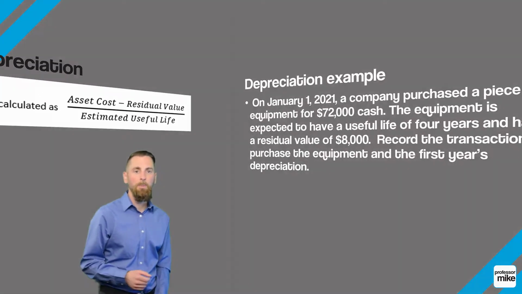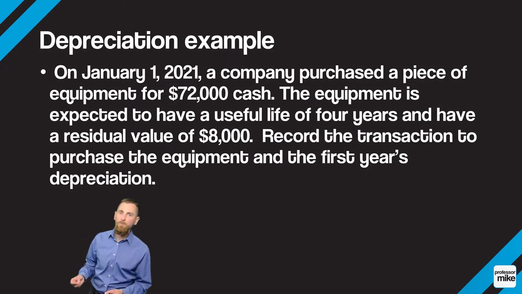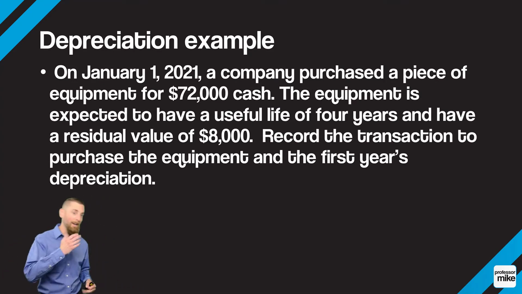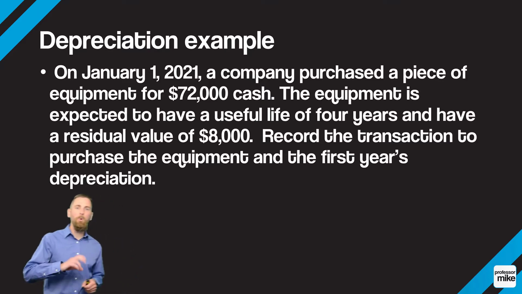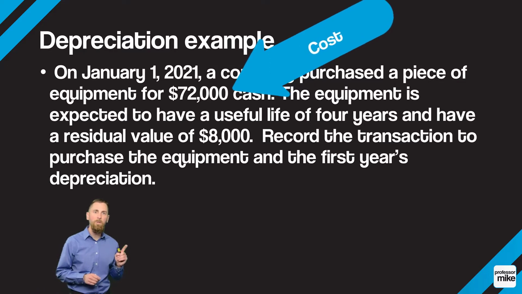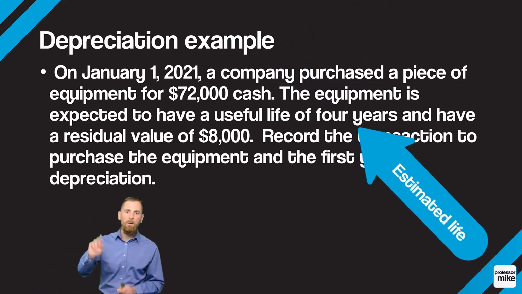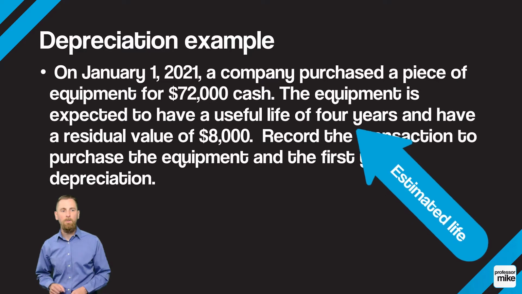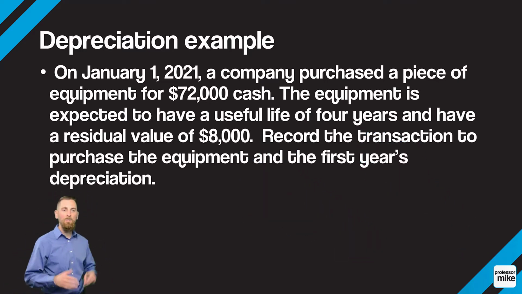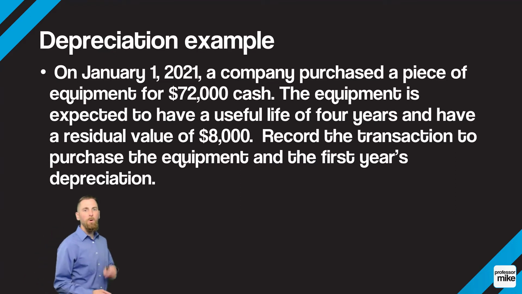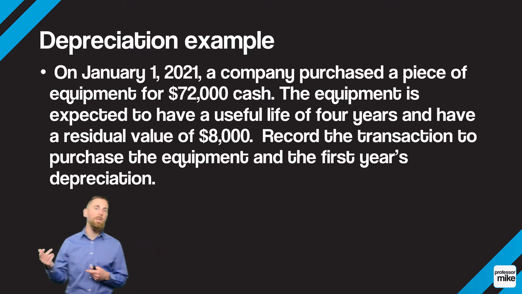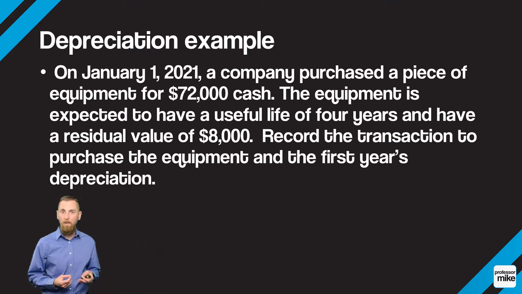Let's do a quick example. On January the 1st, 2021, a company purchased a piece of equipment for $72,000 cash. The equipment is expected to have a useful life of 4 years, and a residual value of $8,000. I'd like us together to record the transaction to buy the equipment and also to record that first year's depreciation. Now, before we do that, we need to calculate what the depreciation is going to be, right?